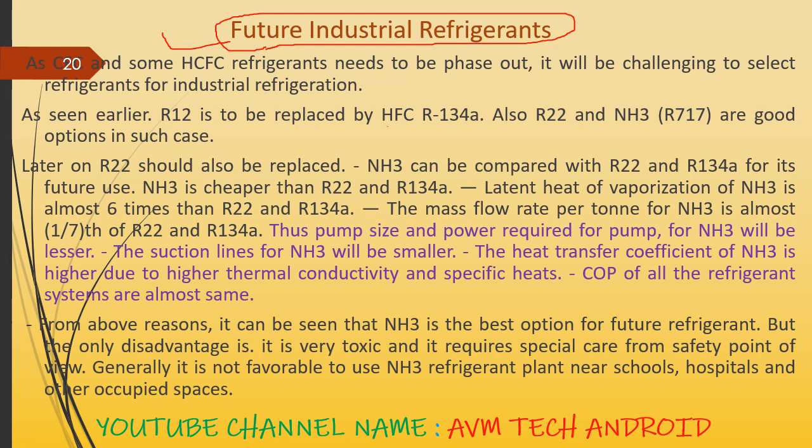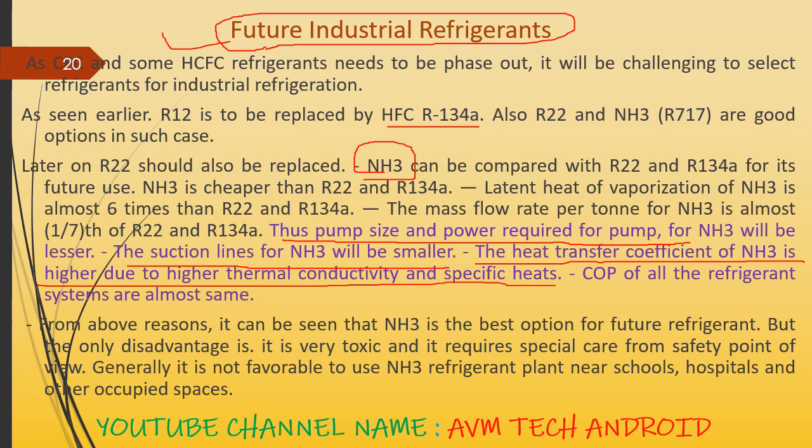Other than that, instead of using all these new refrigerants, ammonia has a lower pump size and the power requirement for the pump is lower compared to all other refrigerants, and hence the suction line for ammonia will be smaller, plus the heat transfer coefficient of ammonia is very high due to higher thermal conductivity and specific heat. The coefficient of performance of all the refrigerant systems is almost the same, but in case of ammonia, the heat transfer coefficient is high, pump size is smaller, power requirement is less, the pipeline diameters are smaller, and hence generally ammonia is the best option for future refrigerant.